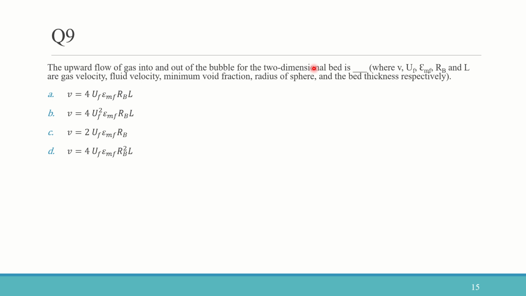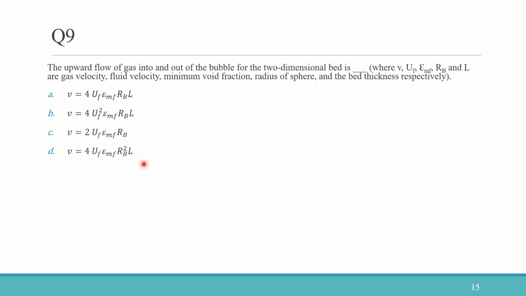So the first thing is, the question is asking about the upward flow of gas into and out of the bubble. So for gas flow into and out of the bubble, what is the upward flow velocity? The question is about a two-dimensional bed. So we are asked to find the formula for the upward flow of gas into and out of the bubble in a two-dimensional bed. V is equal to something, and it is a function of UF, epsilon MF, RB and L. UF is the fluid velocity, epsilon MF is the void fraction at minimum fluidization, RB is the bubble radius and L is the bed thickness.